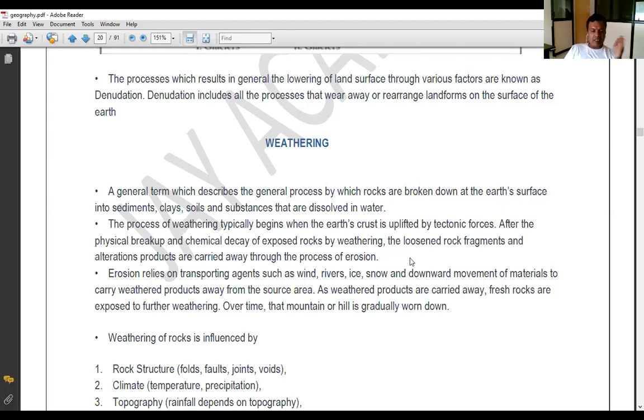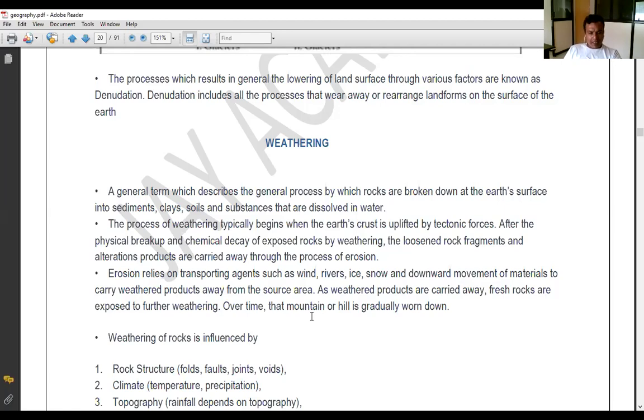Erosion means what? Right? These are eroded away by various agents. It may be eroded by water, by wind, by glaciers, or by underground water, right? So after weathering, there is a process of erosion, which relies on transporting agents such as wind, rivers, ice, snow, or downward movement of material to carry weathered products away from the source area. As the weathered products are carried away, fresh rocks are exposed for further weathering. Over time, the mountains or hills gradually go down.